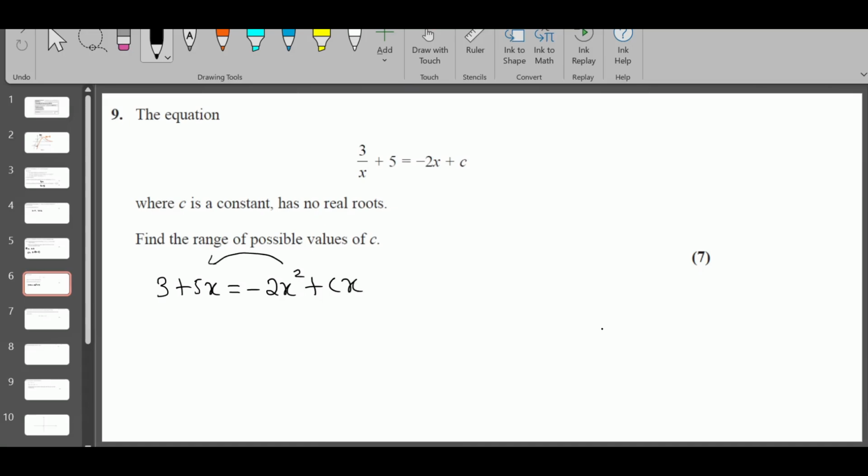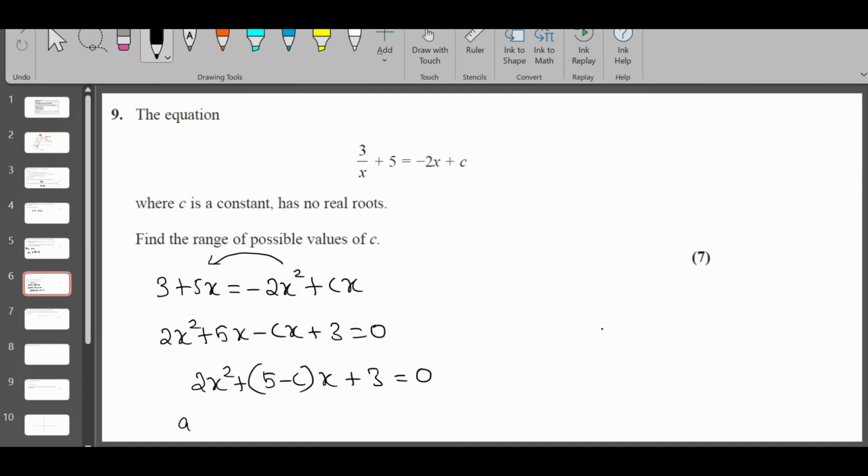Move everything to the same side. You will get 2x square plus 5x minus cx plus 3 is 0. Write it in the standard form: 2x square plus (5 minus c) times x plus 3 is 0. The coefficient of x square is a, the coefficient of x is b, the constant term is c.